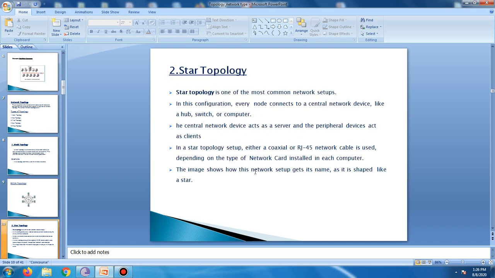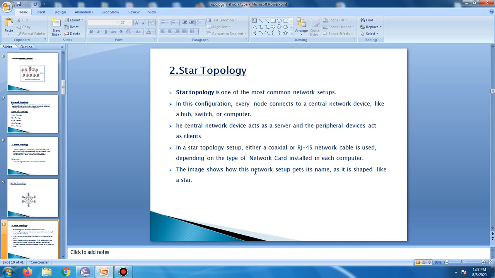Second one, star topology. In star topology, each device has a dedicated point-to-point link only to a central controller, usually called a hub. The devices are not directly linked to each other. This topology does not allow direct traffic between two devices.